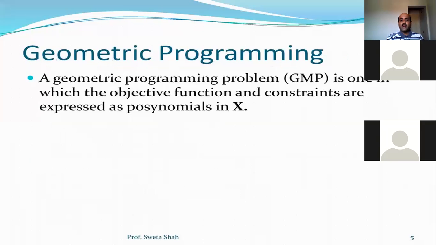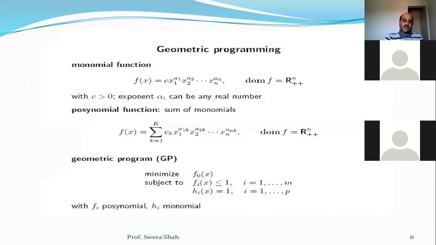Let us take geometric programming. I was talking about the nature of the function and the equations they have. A geometric programming problem is the one in which the objective function and constraints are expressed as a polynomial in X. I think you might have discussed polynomials; if not, please look at mathematics and you can understand what a polynomial is.